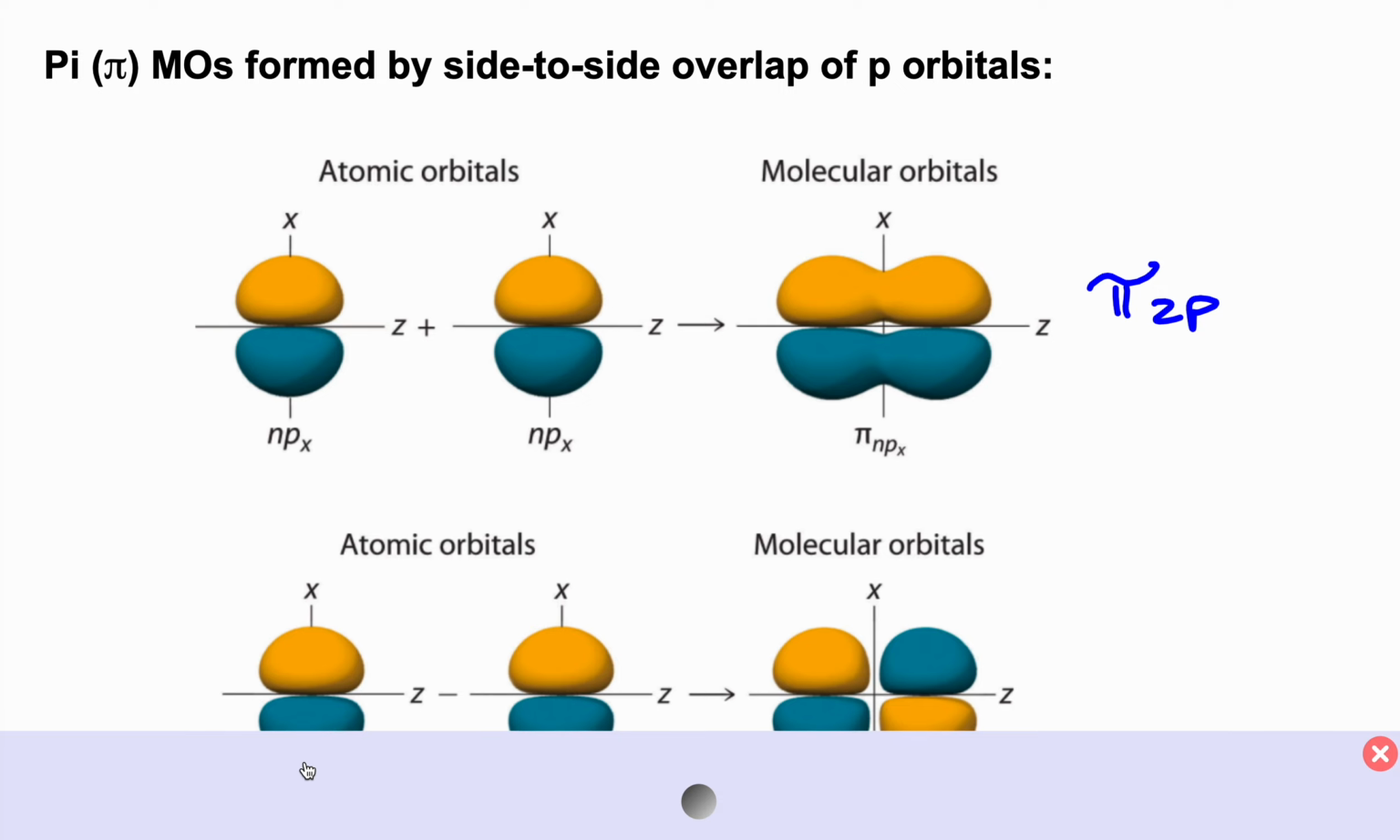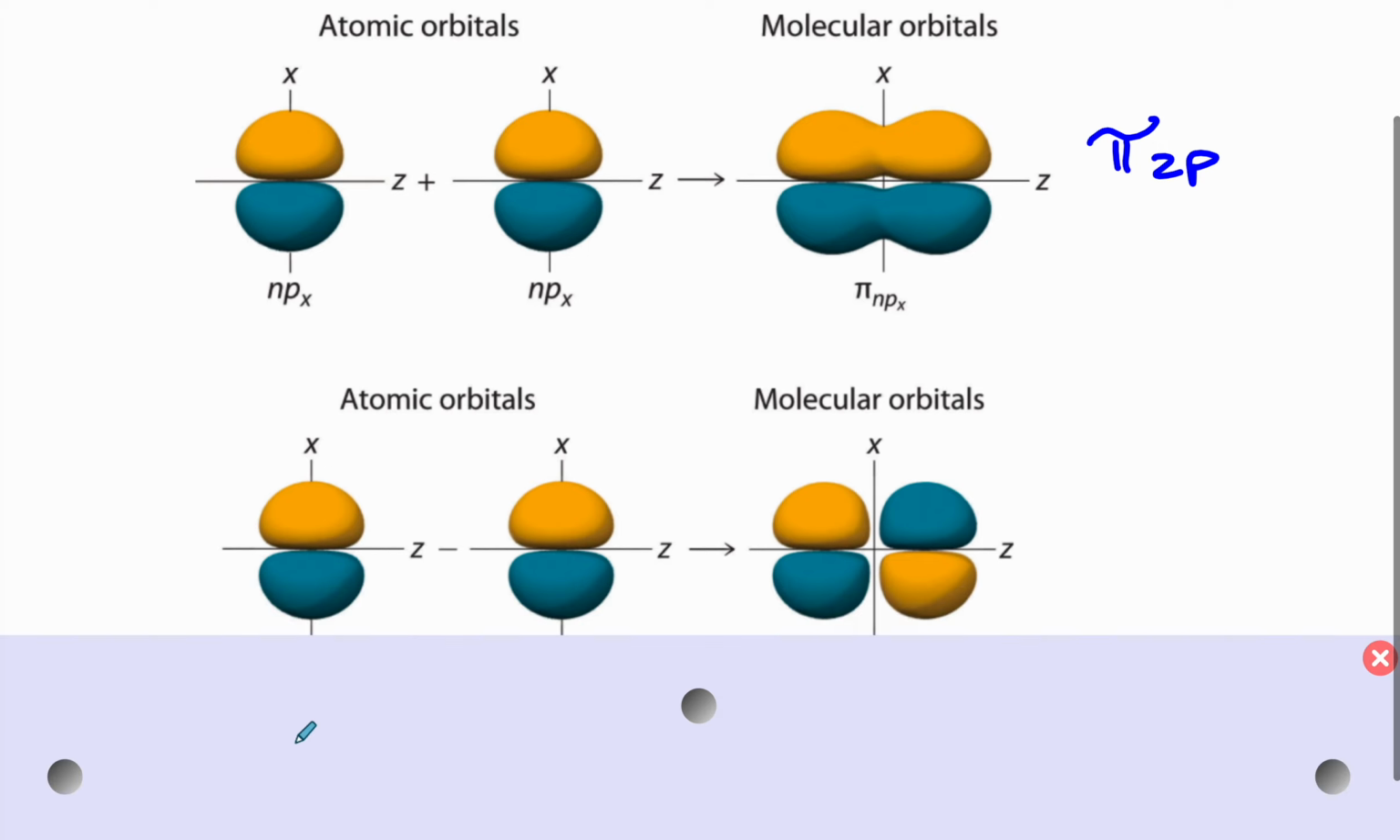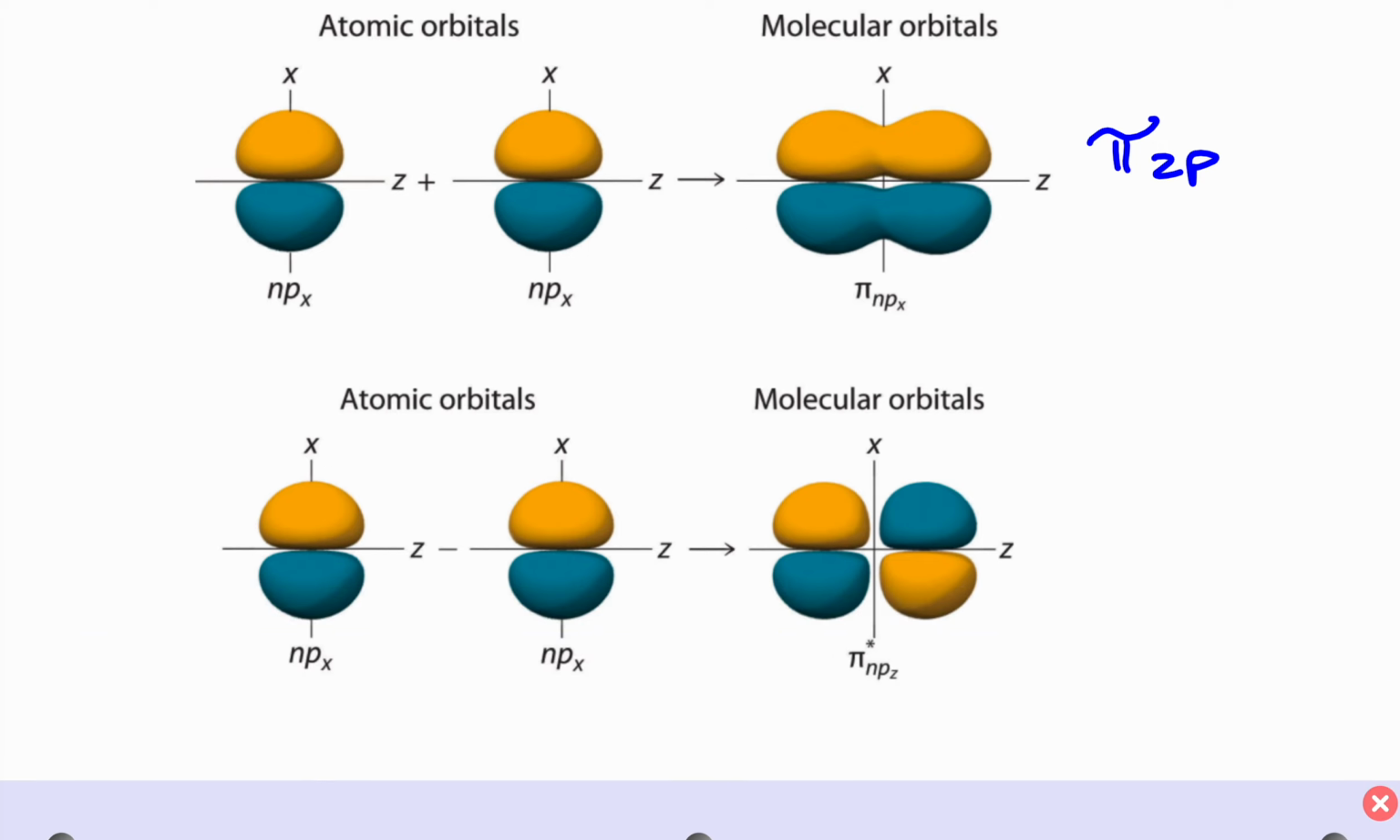But we can also combine them in a negative fashion, that is by subtracting the wave functions, and that results in a nodal plane. In this case, it's in the xy plane, which is perpendicular to the bond axis, again resulting in a decrease in electron density between the two nuclei, which disfavors bonding. That then will be an antibonding molecular orbital, and we will call that the pi star 2p molecular orbital.